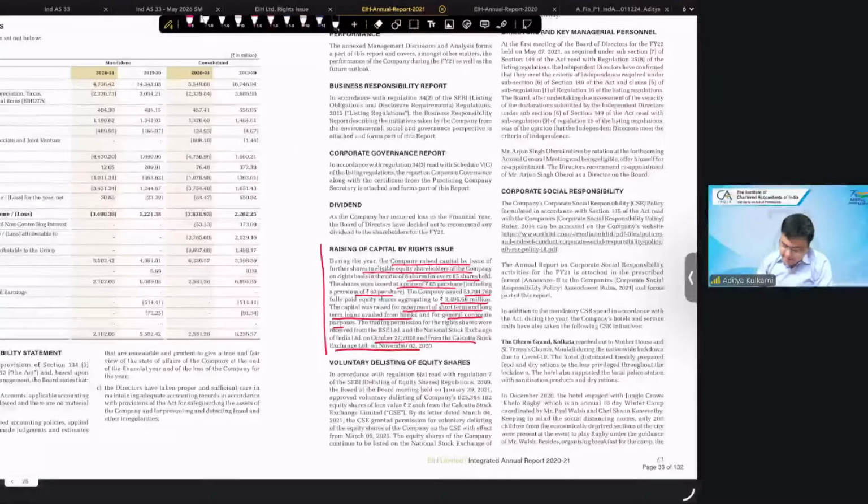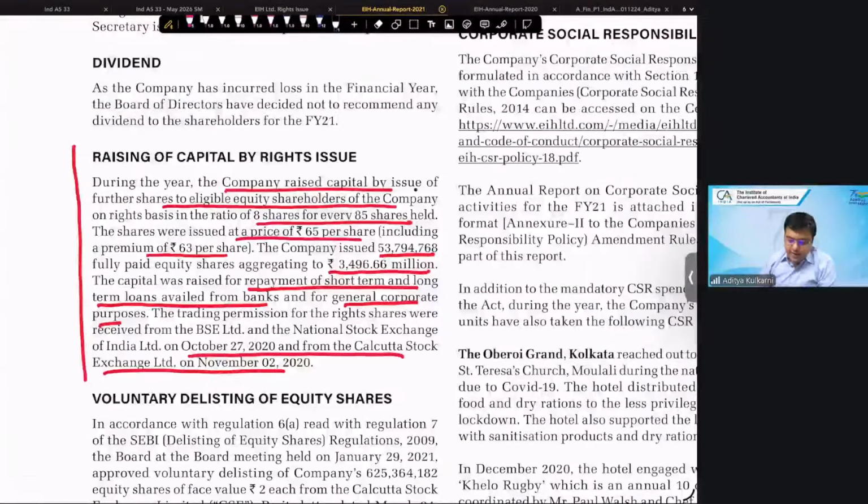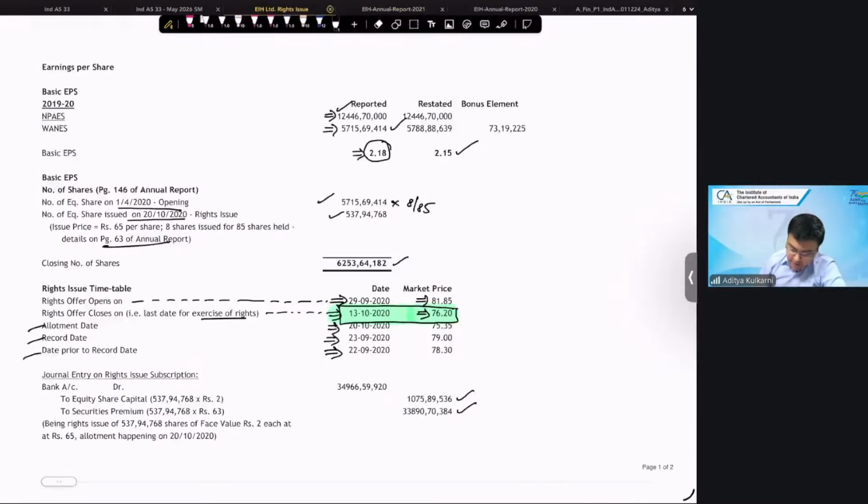You can see this raising of capital by rights issue. During the year, the company raised capital by issue of further shares to eligible equity shareholders. What is the rights ratio? 8 shares for every 85 shares held. Okay. So in our question, in our facts, these were the number of shares in issue.